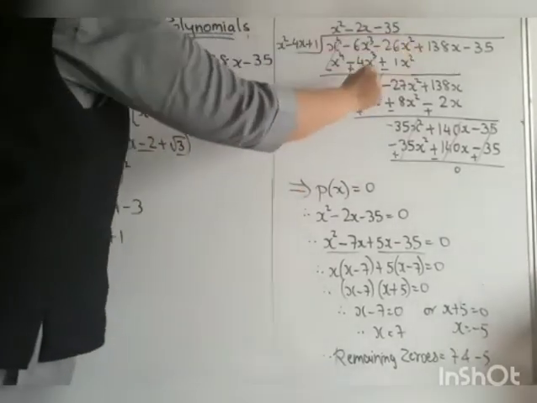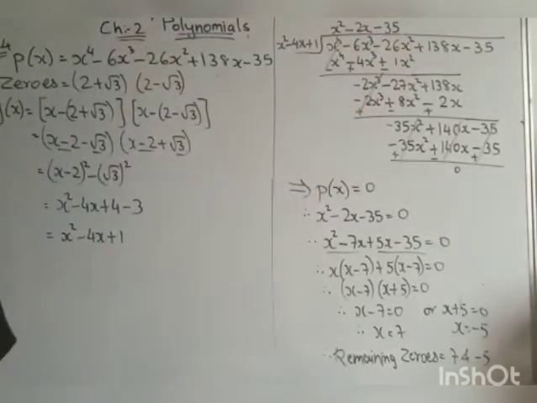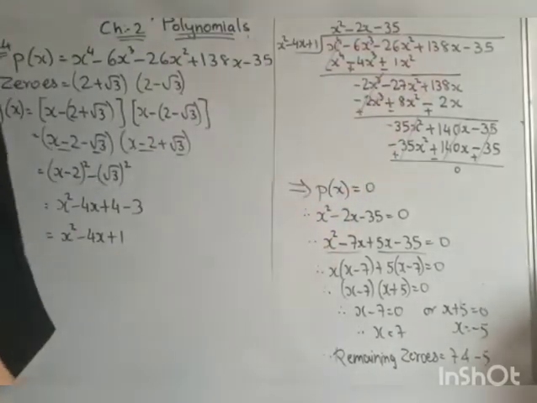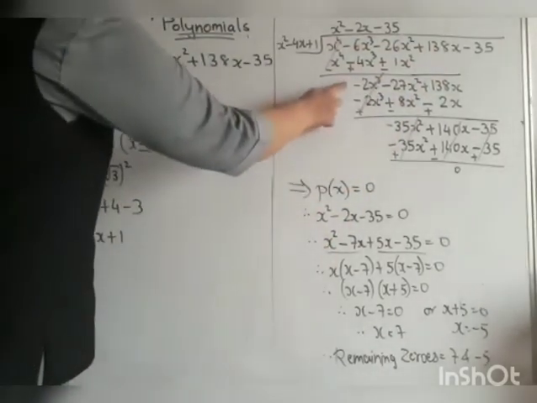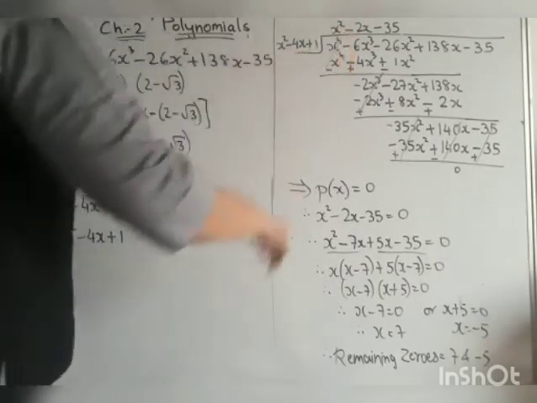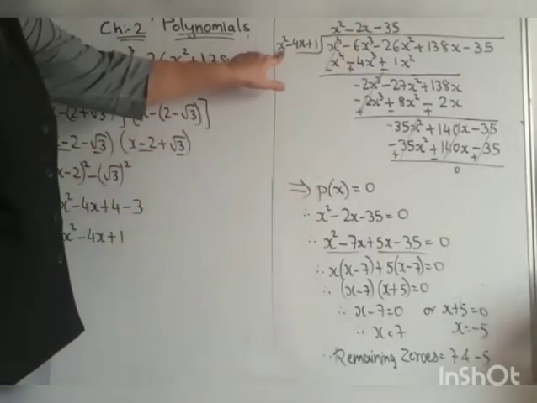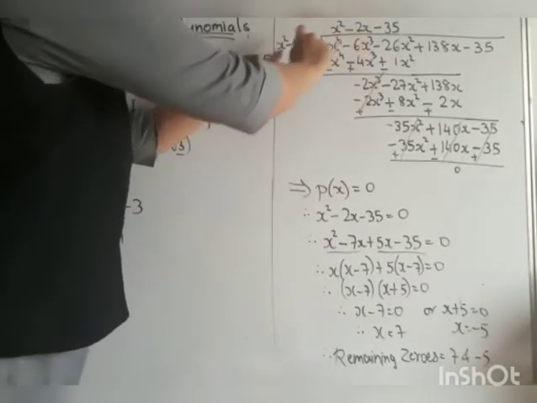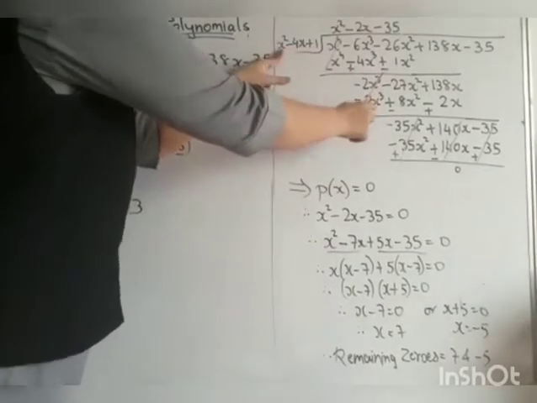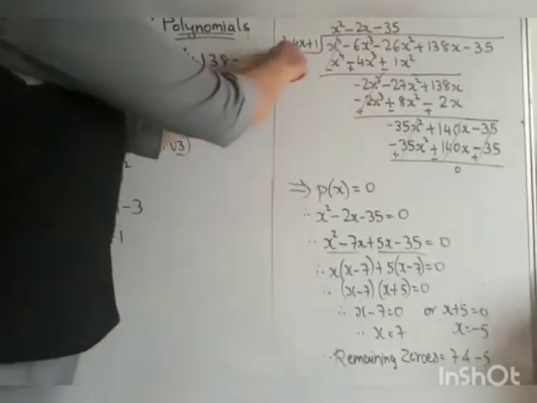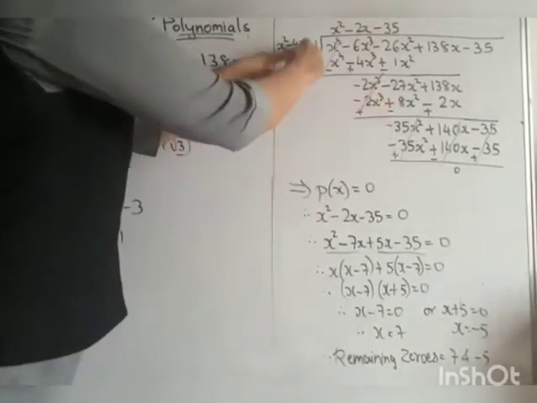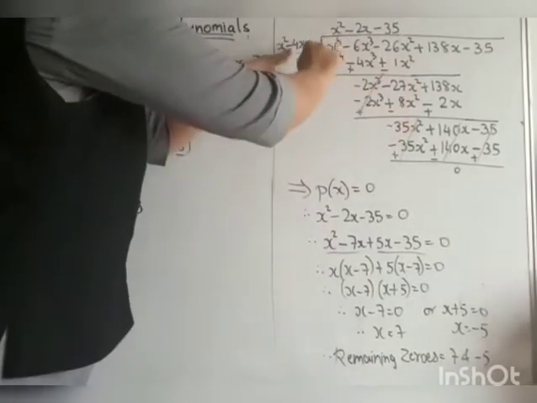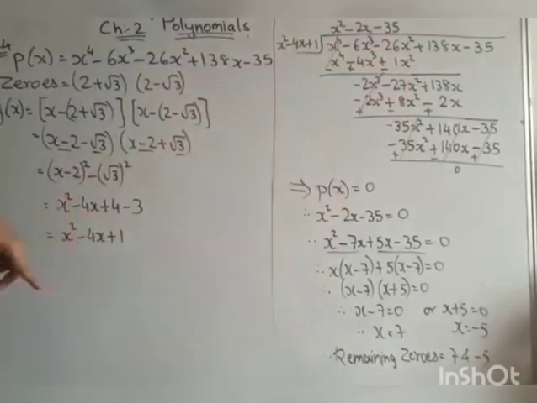Minus 26x square minus 1x square will be minus 27x square. Then bring down 138x. Now children, here you can see a minus sign, so here you will keep the minus sign. We have x square, we want 2x cube. So what will we do? Multiply by 2x, because x square into 2x is 2x cube. Then minus minus plus 4x into 2x is 8x square. Plus minus minus 1 into 2x is 2x.